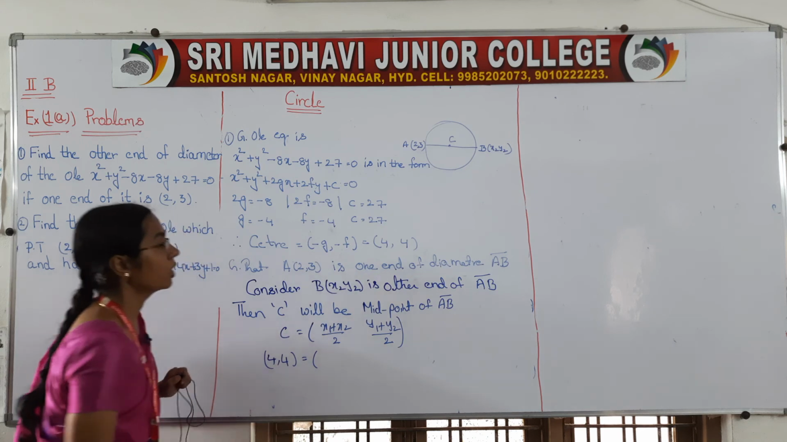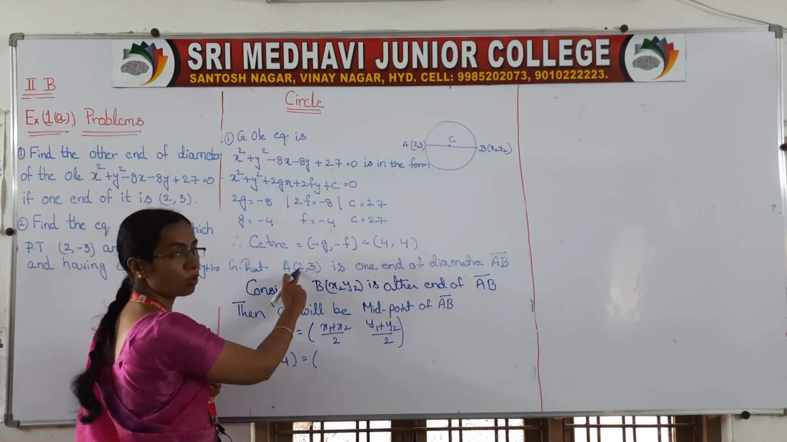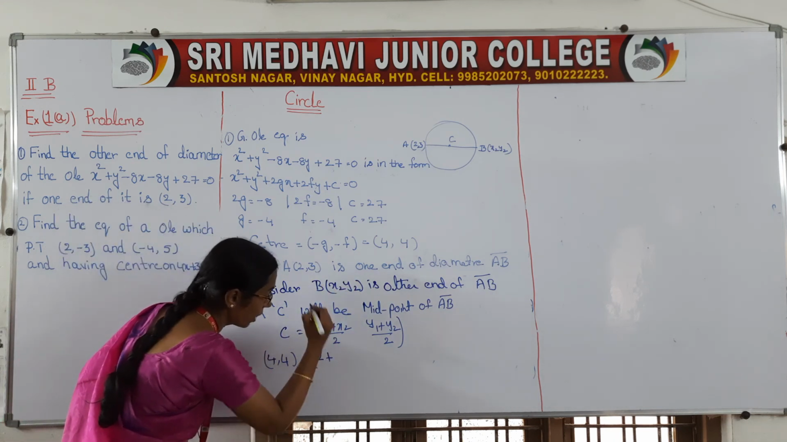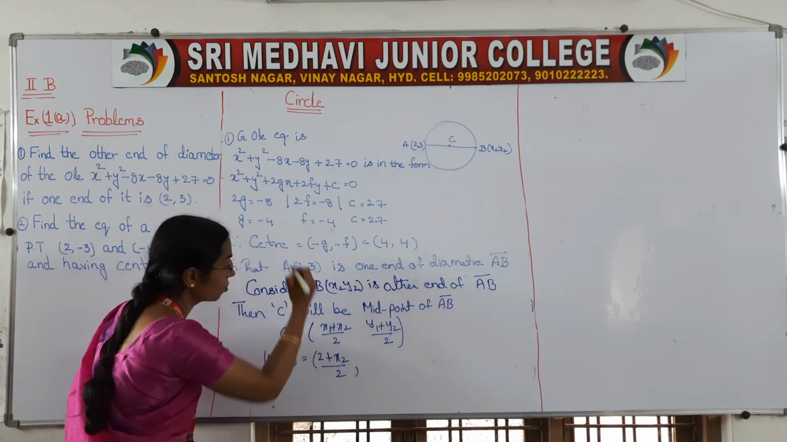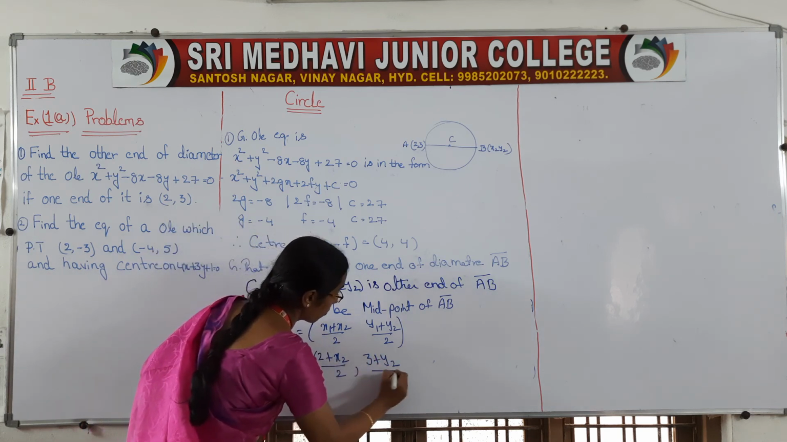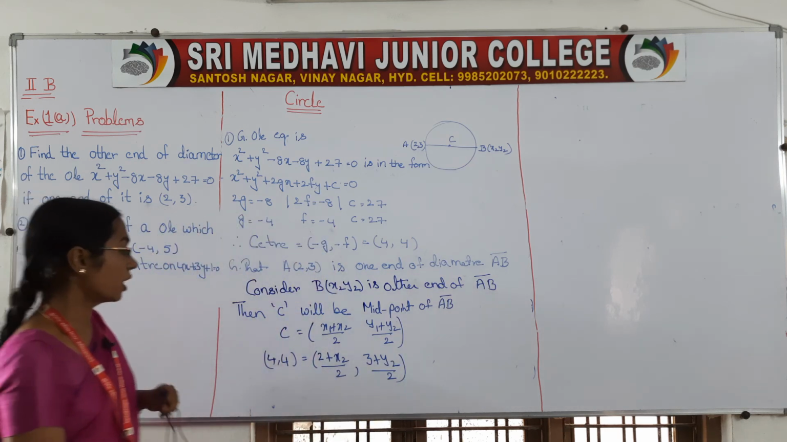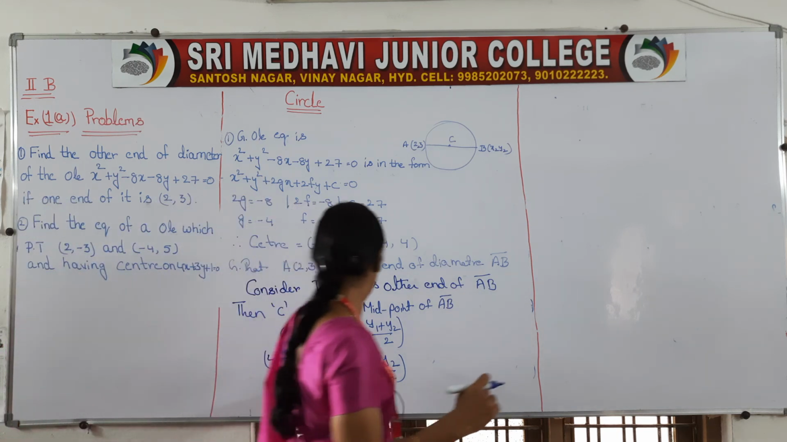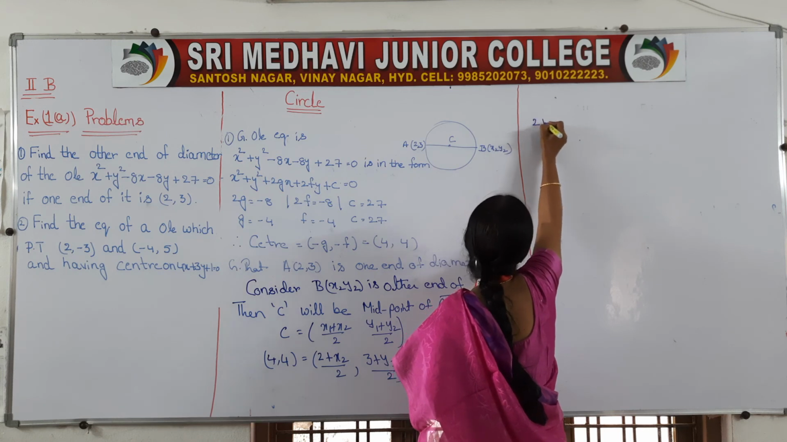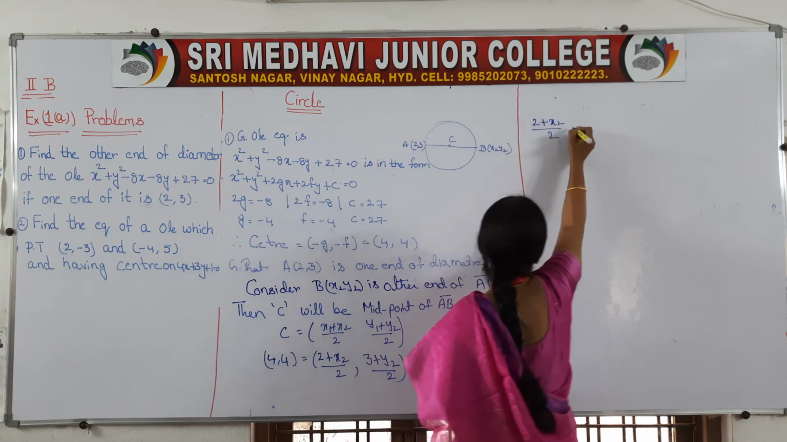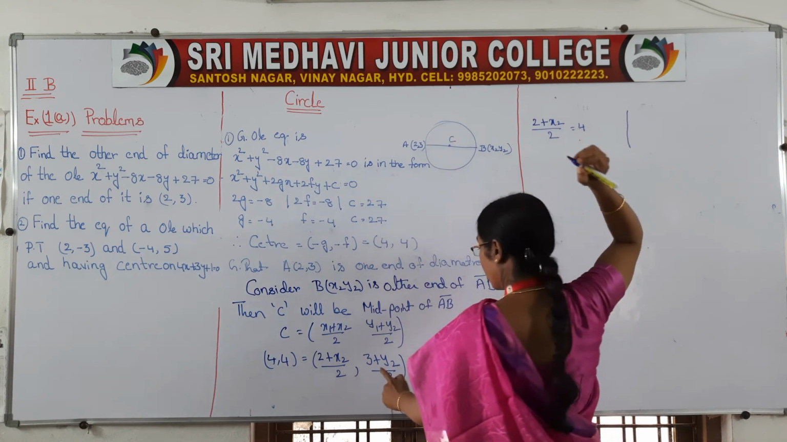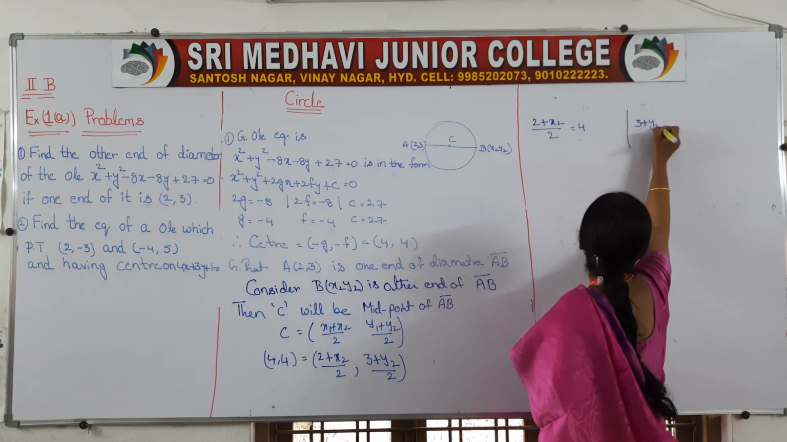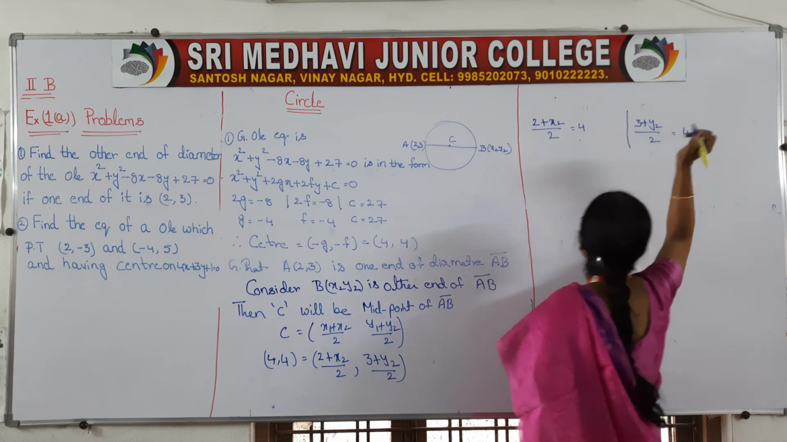Substitute: we have taken (2, 3) as (x1, y1) and (x2, y2) is (x2, y2) only. So ((2 plus x2) by 2, (3 plus y2) by 2). Now if we equate x coordinate to x coordinate, y coordinate to y coordinate: (2 plus x2) by 2 is equal to 4 and, y coordinate to y coordinate, (3 plus y2) by 2 is equal to 4.